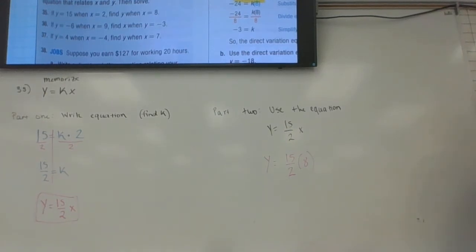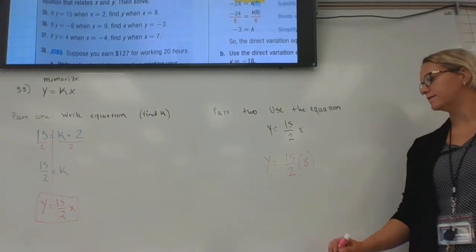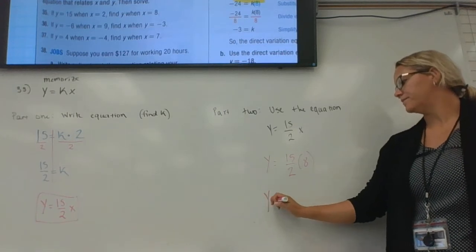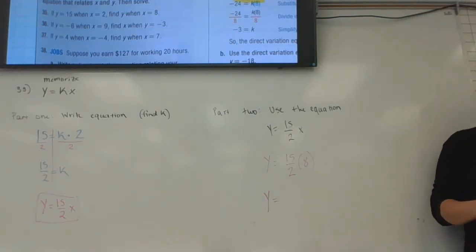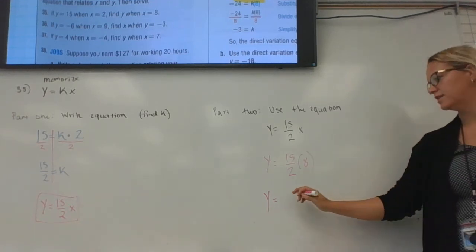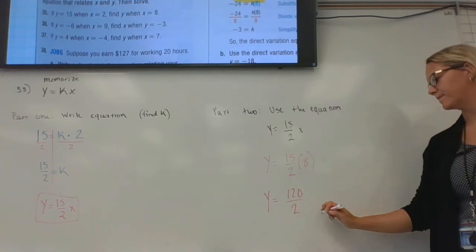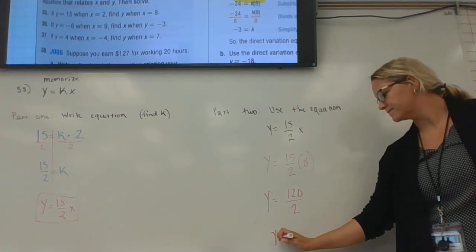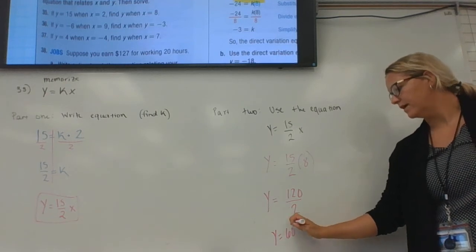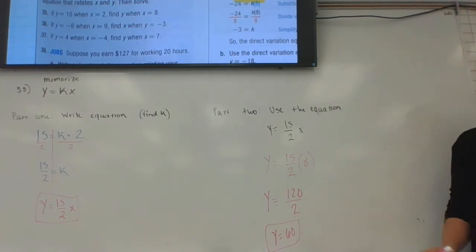You're welcome to use a calculator. 15 over 2 times 8. If you want to challenge yourself, 15 times 8, right? That's 8 times 10 and 8 times 5. So 80 and 40. That's 120. And that's the answer to part two.